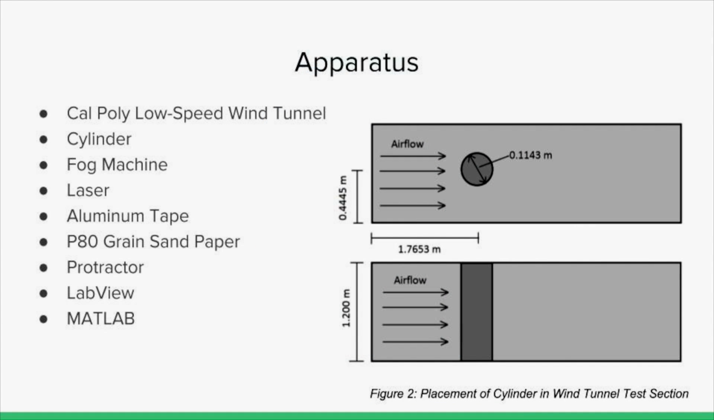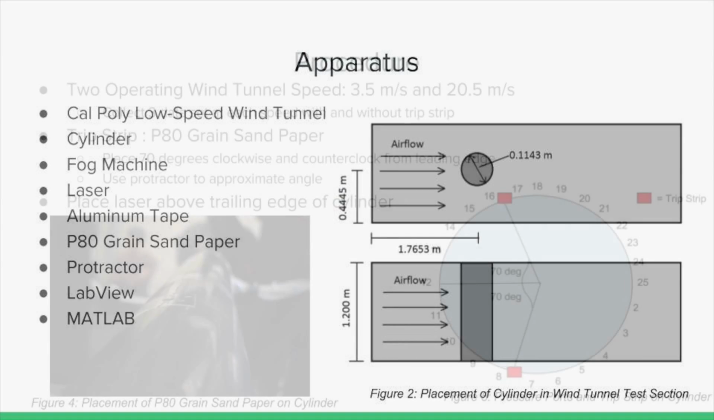At the inlet, a fog machine was used to visualize the airflow over the cylinder. A laser was placed above the trailing edge of the cylinder to clearly visualize flow separation and vortices created. Aluminum tape was used to safely secure the sandpaper from flying away in the wind tunnel.